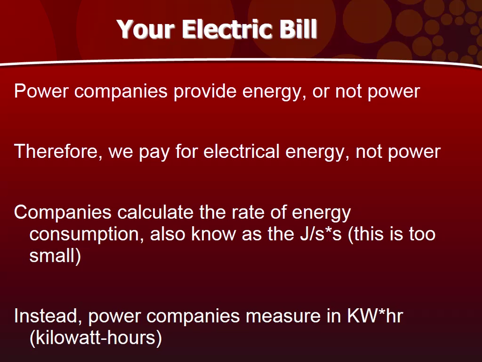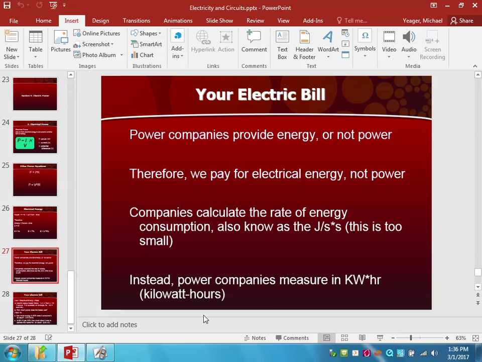The thing is, this is too small. They think that's too small of a unit. A joule per second is a watt. And so instead, they use what's called the kilowatt hour. But let me just make sure this is clear. I don't think that came across very well.